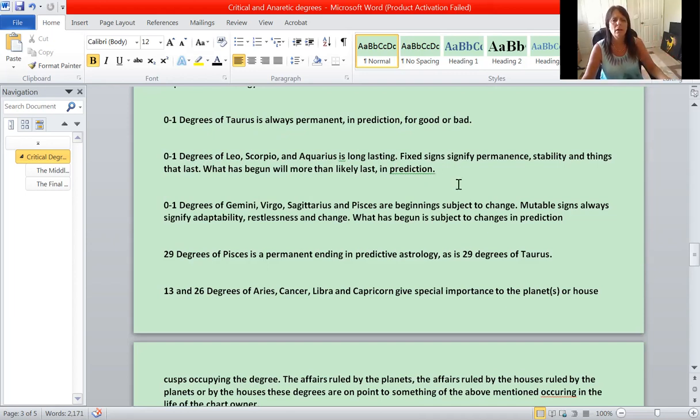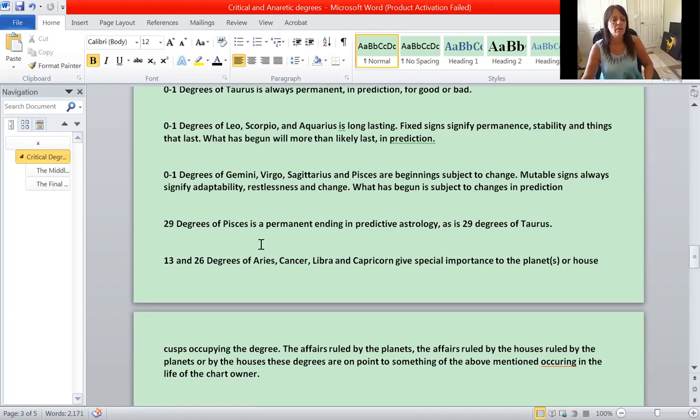Fixed signs signify permanent stability and things that last. What has begun will more than likely last, in prediction. 0 to 1 degrees of the mutable signs are beginnings subject to change. Mutable signs always signify adaptability, restlessness, and change. What has begun is subject to change in prediction.